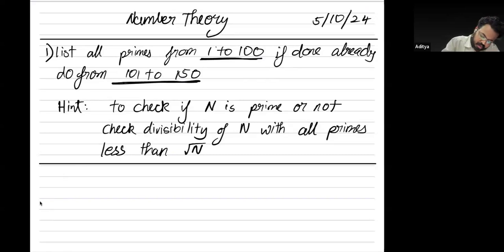Okay, I'll let you guys know. From 1 to 100, there are 25 prime numbers, and from 101 to 150, there are 10 prime numbers. So count up, and if your number adds up to 25 or 10, there is a good chance that you have found all of them. If it does not, then you have missed a few here and there.